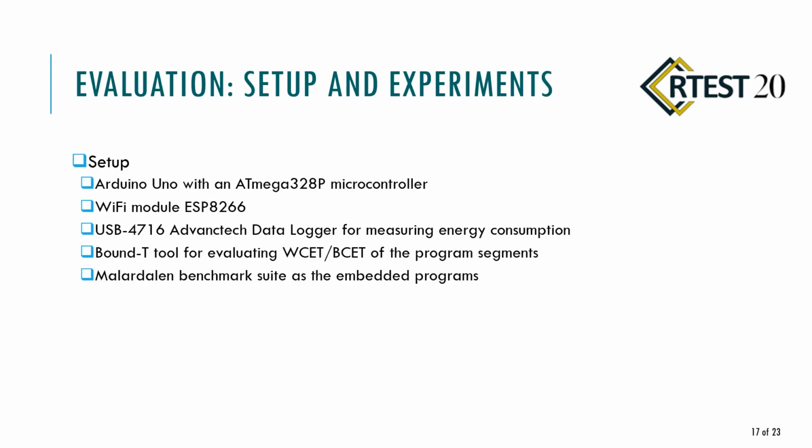Evaluation. For setup, the embedded board is an Arduino Uno with an Atmega 328P microcontroller. The external resource is a Wi-Fi module ESP8266. To measure the energy consumption, we use the USB 4716 Advantech data logger with 200,000 samples per second. To evaluate the WSFB set of the program segments, we used the Bounty tool for Arduino Uno configuration, and the experiments are applied to Malardalen Benchmark Suite as the embedded programs.